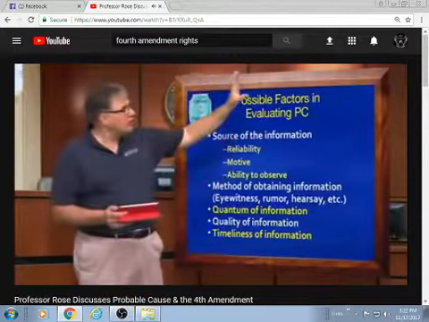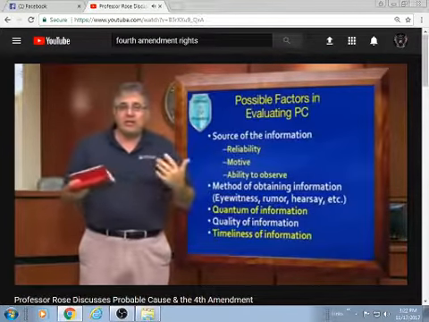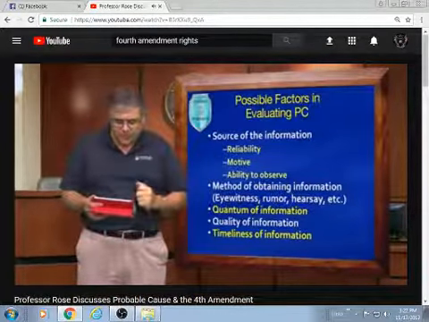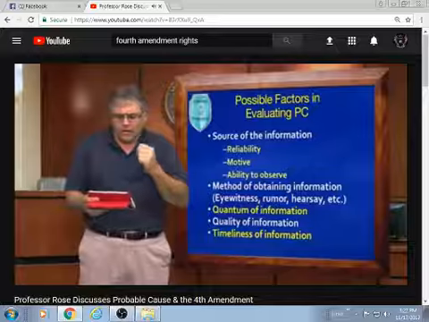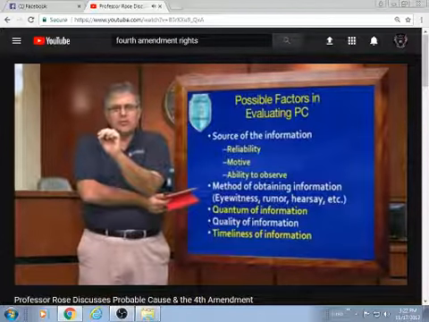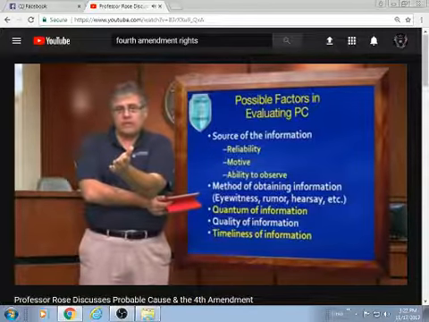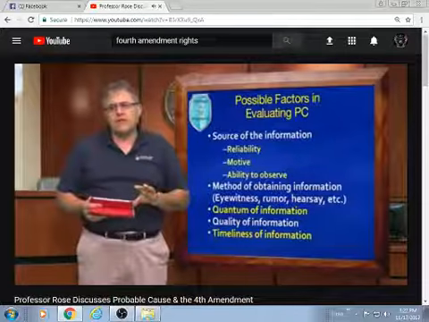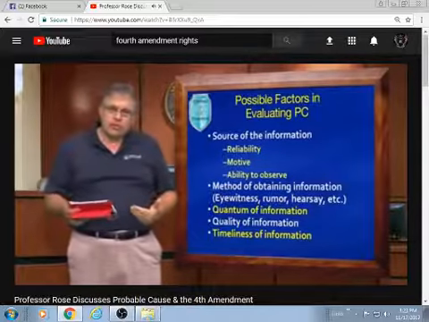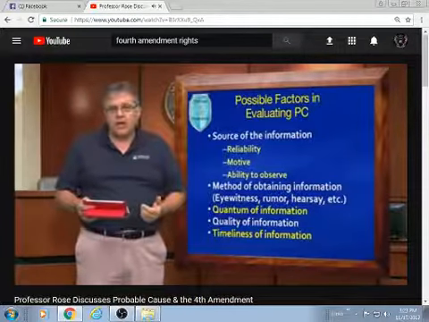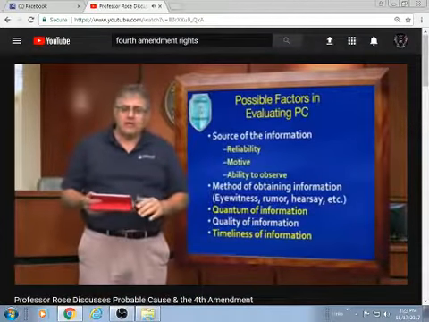Before we do that, though, let's look at probable cause and possible factors in evaluating the validity, if you will, of probable cause. Now, we've established that it's reasonable belief. And as we think about reasonable belief, in order to determine whether or not the belief is reasonable, there are some things that could be helpful to us. The reliability of the source of the information, whether or not the source of the information has some underlying motive that cuts against the person that they're providing information about. Factually, did they even have the ability to see what it is that they're claiming to see? This ability to observe.